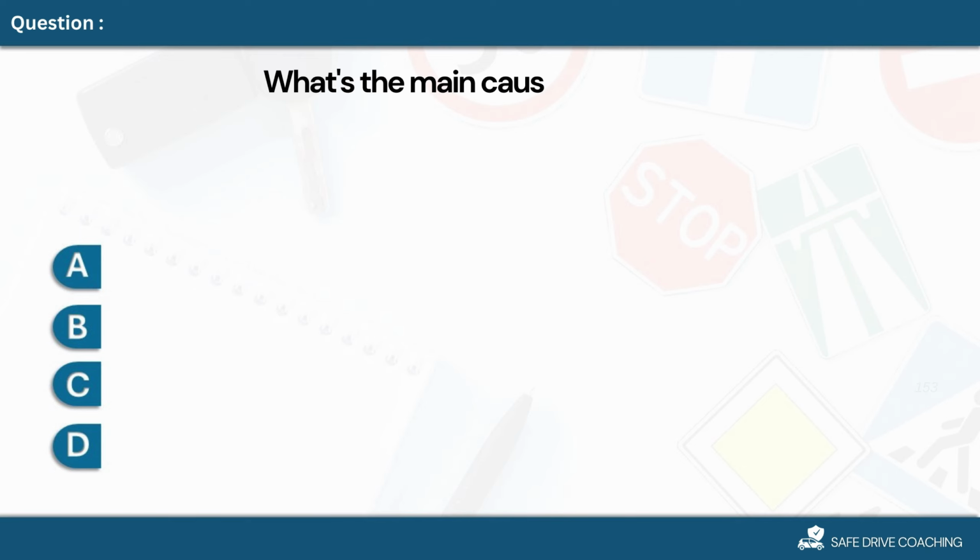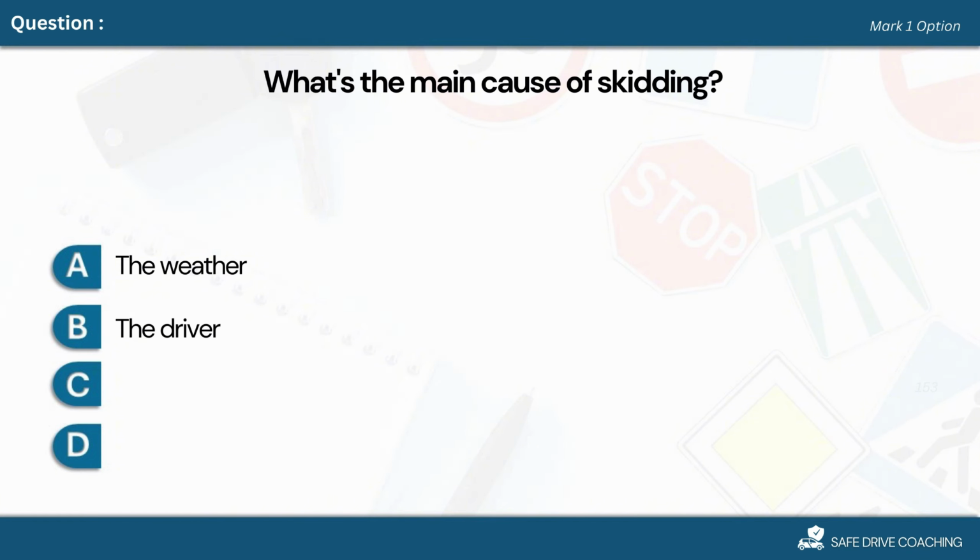What's the main cause of skidding? A. The weather. B. The driver. C. The vehicle. D. The road.